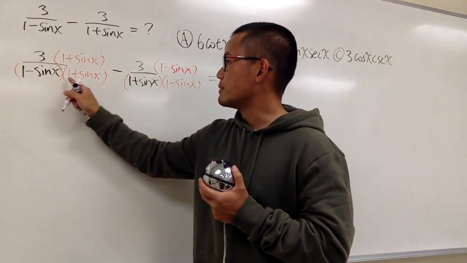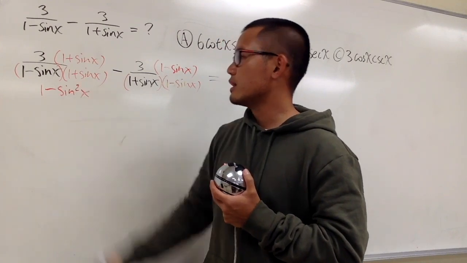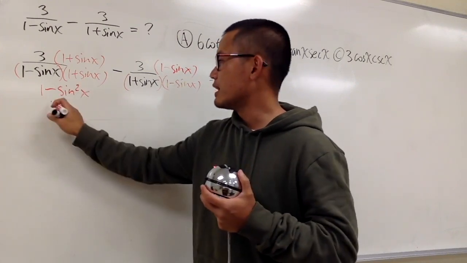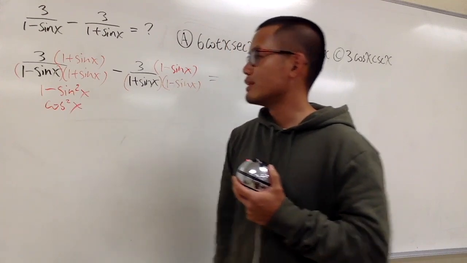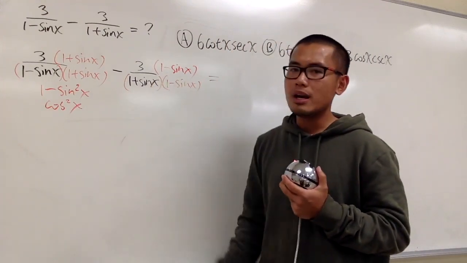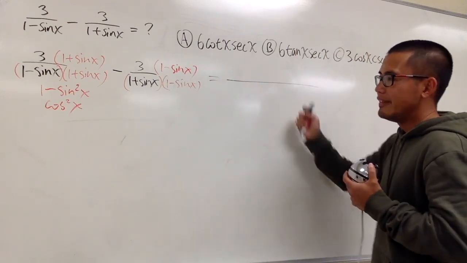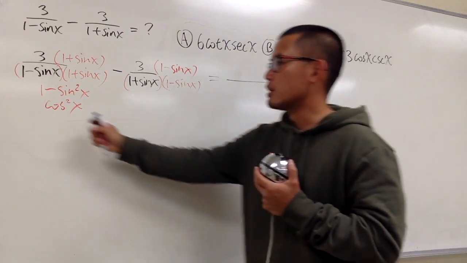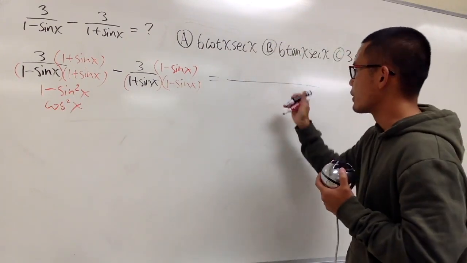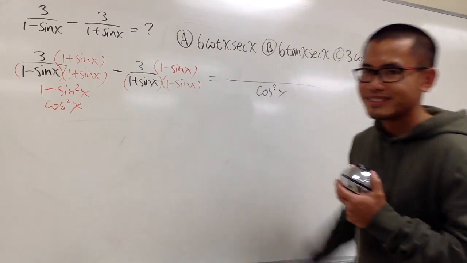And this right here, you can multiply out real quick. 1 minus sine x times 1 plus sine x, you know this is going to be 1 minus sine square x. And if you like, you can go ahead and put this down as cosine square x. Right here, you get the same thing, which is cosine square x as well. So let me just go ahead and put down a big fraction bar, and then for the bottom, let me just put down cosine square x right here, okay? The denominator stays the same.